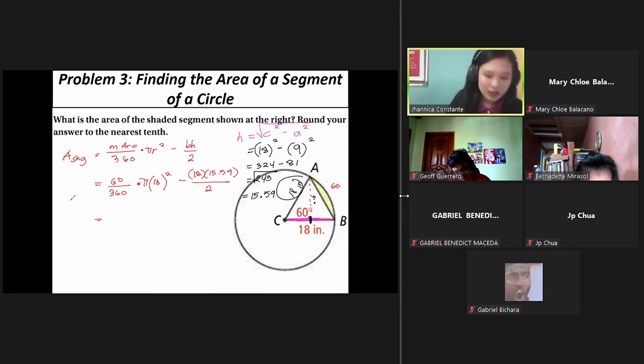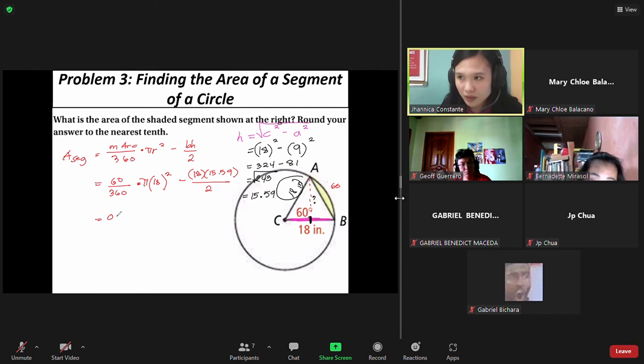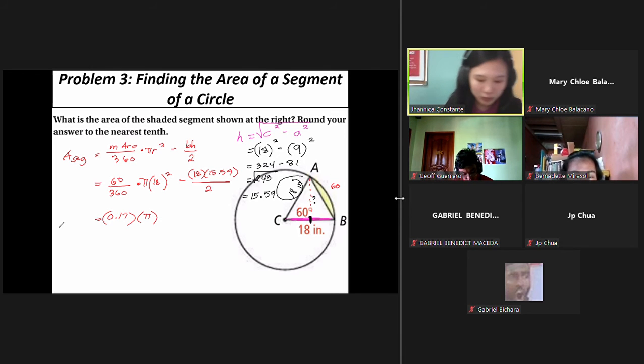So 60 over 360, or 60 divided by 360, is equal to 0.17, multiplied by pi, multiplied by 18 squared, which is equal to 324, minus 18 times 15.59 divided by 2, which is equal to 140.31.